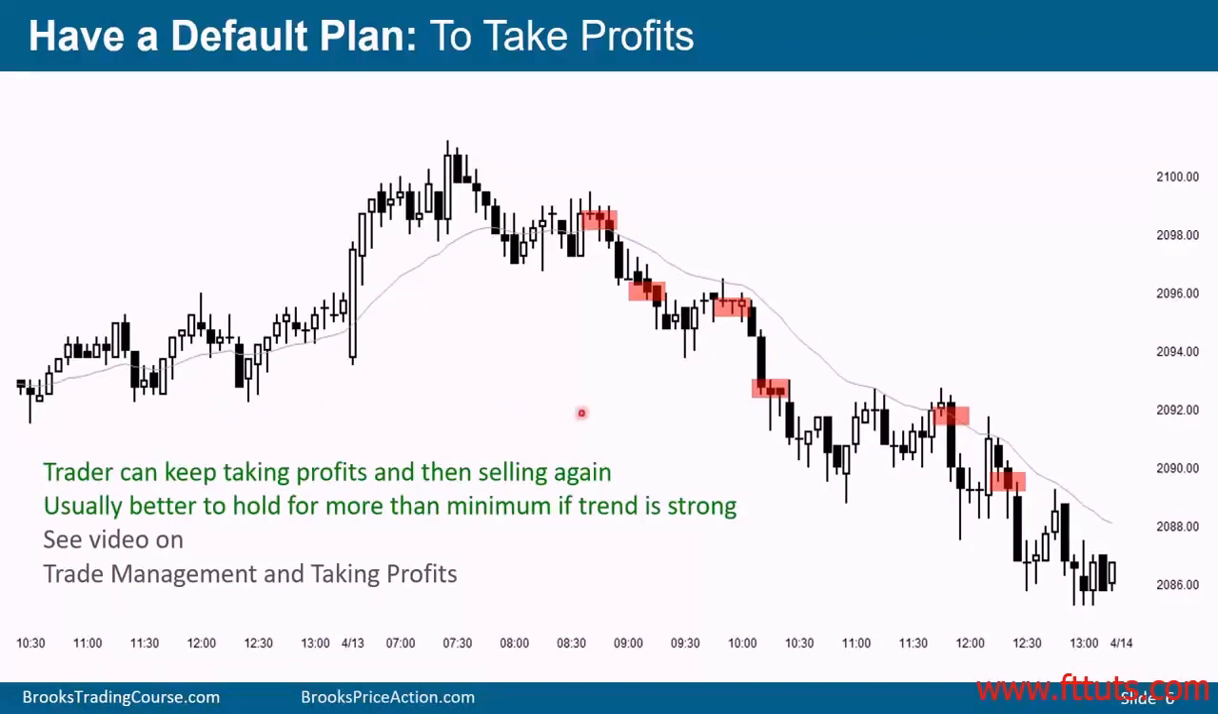Some traders have a scalper's mentality and they keep taking quick profits, 2 times actual risk, and then sell again. Very difficult to do because what you'll find is you don't take all of the entries, and therefore you will not make nearly as much money as a swing trader. I talk more about this in the video on trade management and taking profits.